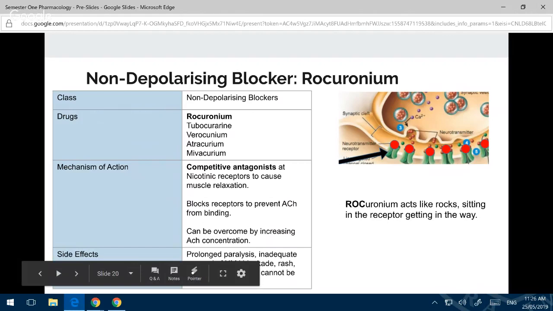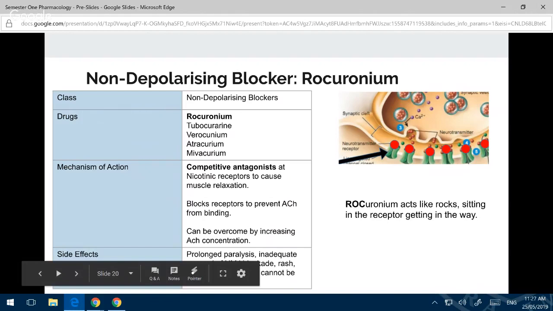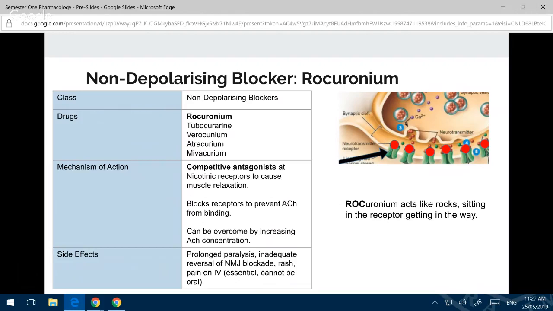So we have non-depolarizing blockers. These are competitive antagonists at the nicotinic receptors that cause muscle relaxation. They block the receptors to prevent acetylcholine from binding, and then of course stop other neurotransmitters from causing a reaction. Being a competitive antagonist, they can be overcome simply by increasing the concentration of acetylcholine. But they do have side effects such as prolonged paralysis, inadequate reversal of an NMJ blockade, rash, and pain on IV. So it's really important that these are given intravenously. They cannot be taken orally.